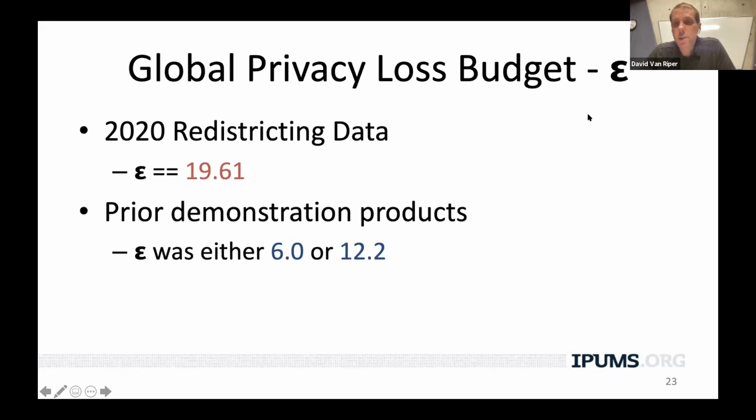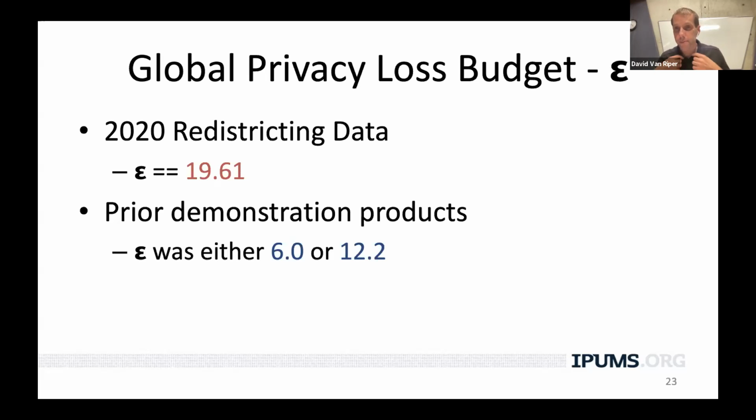For the 2020 Decennial Census product, so for the redistricting data, which is the only product that's been released thus far, epsilon was set to 19.61. This is a very large or very high value of epsilon. A lot of computer scientists would claim that an epsilon above 0.1 is too much, is not enough privacy, not enough noise injected. The Bureau has gone far beyond that particular value to set this to 19.61.